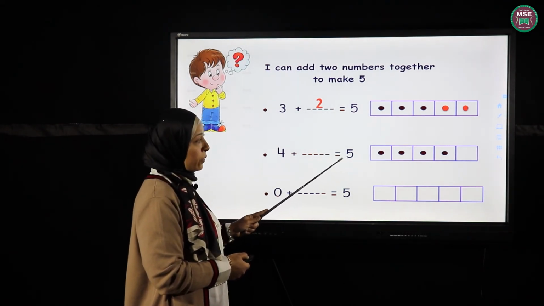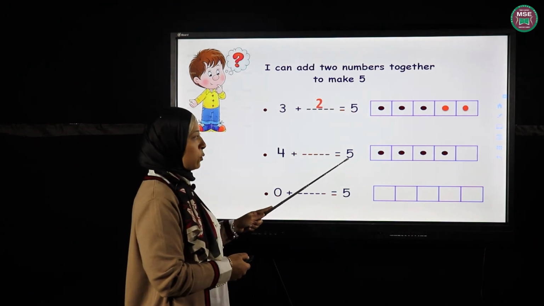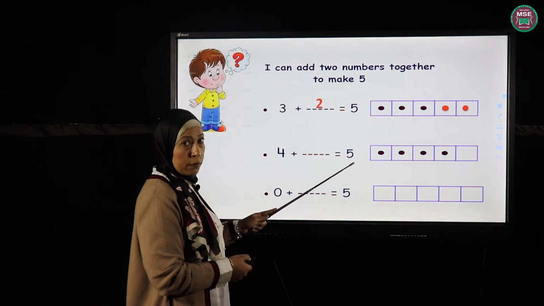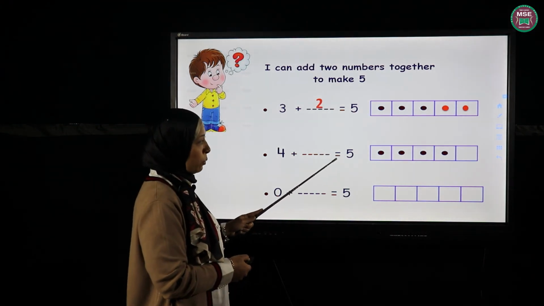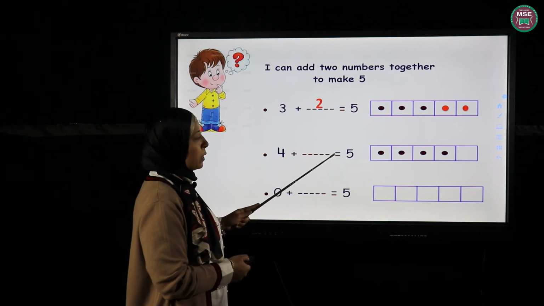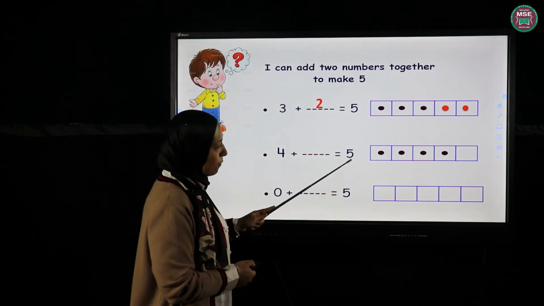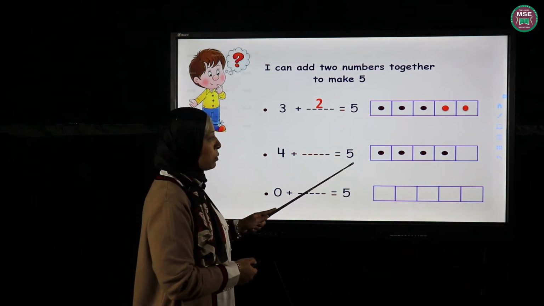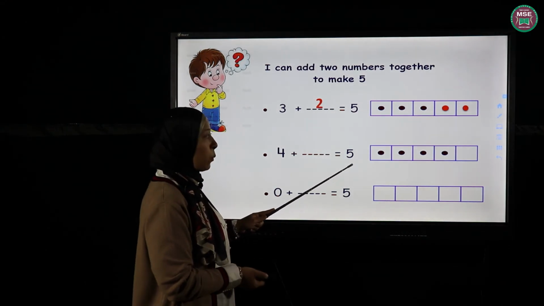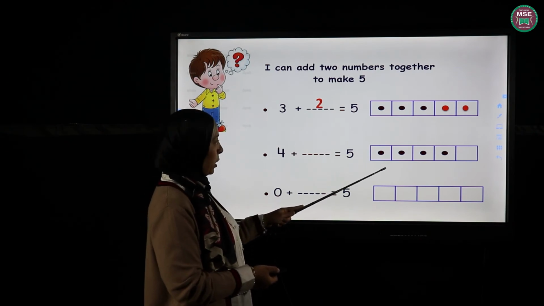What number is after the equal sign? Like I told you, it's 5. So this means I'm going to make number 5. I have to look at the number that comes after the equal sign to know what number I'm going to make. Here I have 5. So I want to make number 5. Okay, so I will go to my frame here.